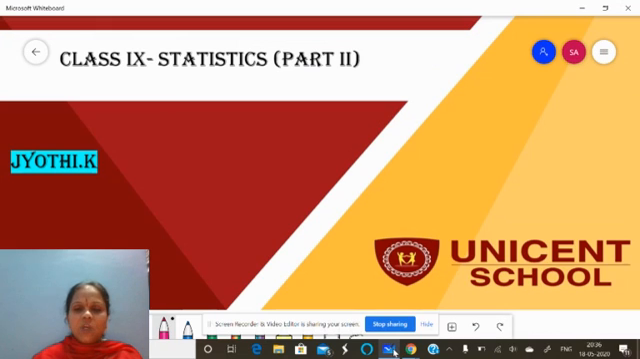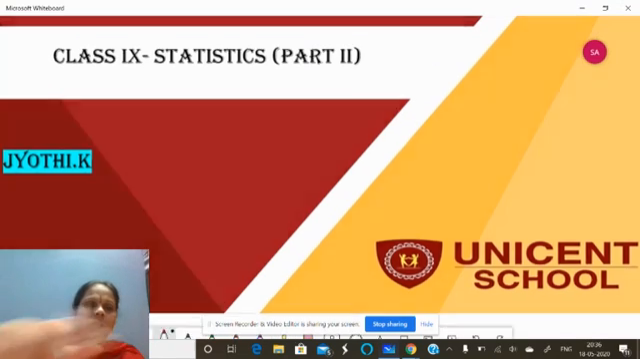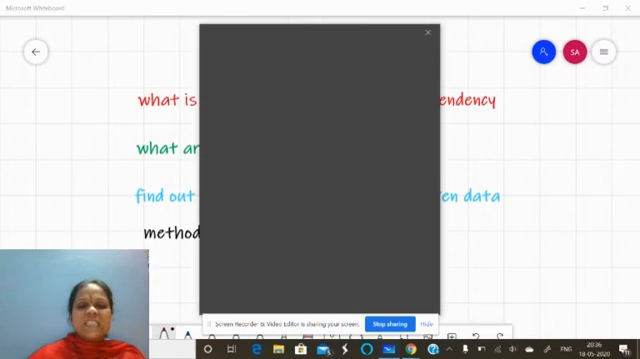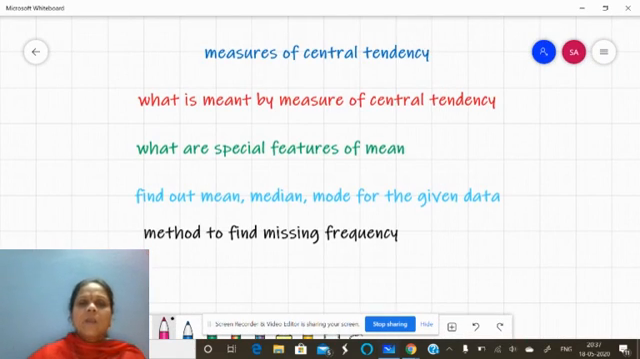In this session, we are going to learn about measures of central tendency. What is meant by measure of central tendency? What are the special features of mean? Find out mean, median, mode for the given data. Method to find missing frequency.